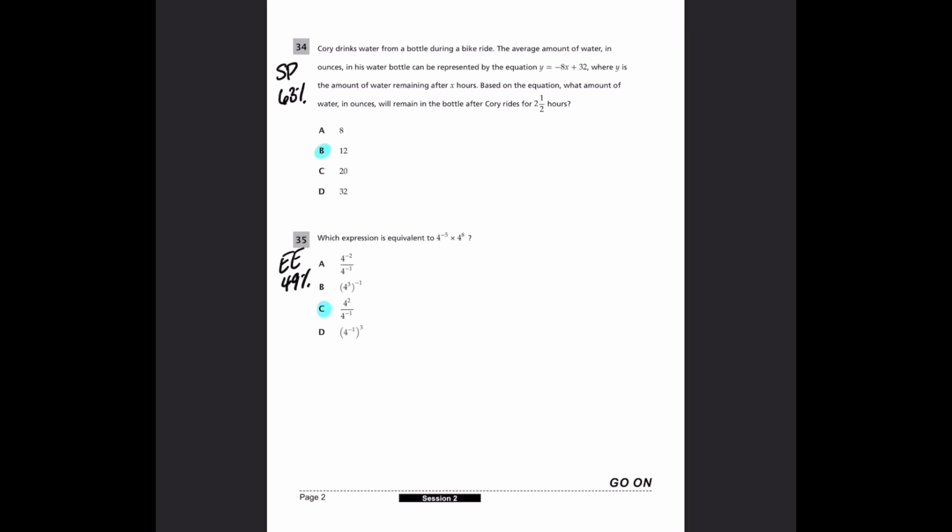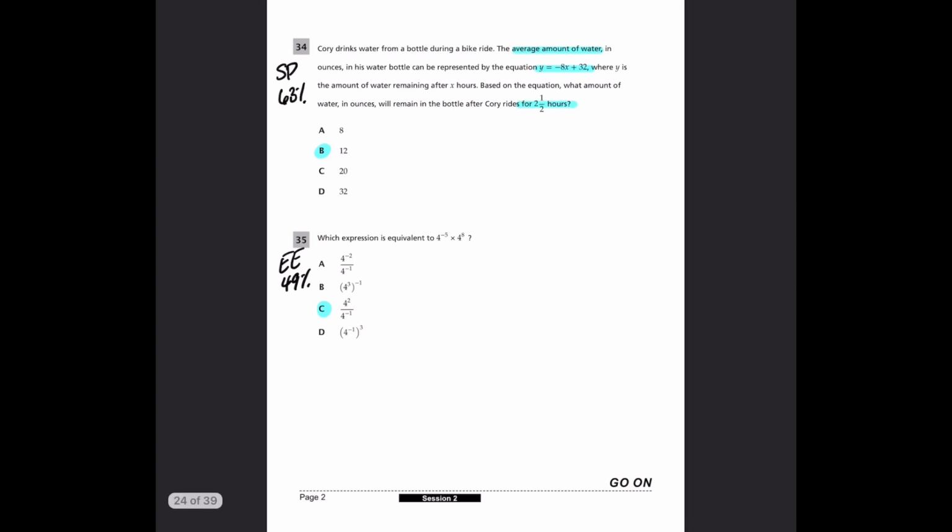So let's get started. Here's 34 and 35, an SP problem and another EE problem with exponents. So we'll start with the first one. Corey drinks from a bottle during a ride. The average amount of water in ounces can be represented by the equation y equals negative 8x plus 32, where y is the amount of water remaining after x hours. Based on the equation, what is the amount of water in ounces that will remain after Corey rides 2.5 hours?